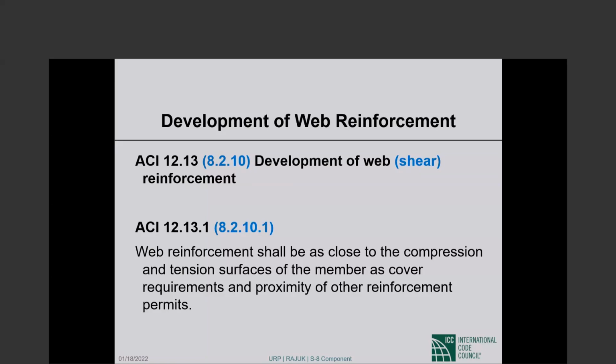So, development of web reinforcement. Web reinforcement shall be, this is important, as close to the compression and tension surfaces of the member as cover requirements and proximity of other reinforcement permits. This is actually a requirement. Web reinforcement shall be as close to the compression and tension surfaces of the member as practical.